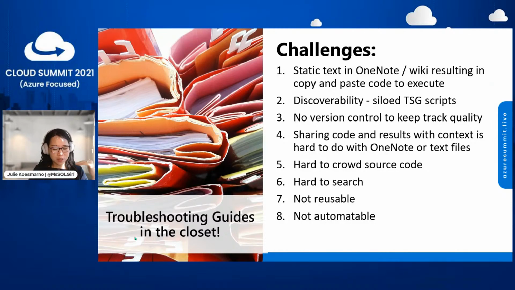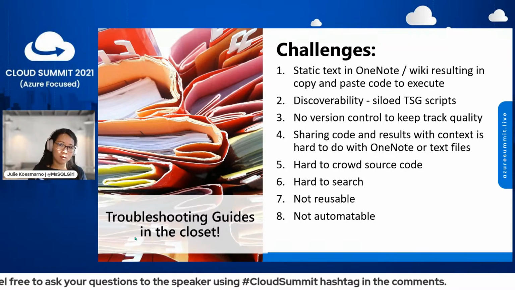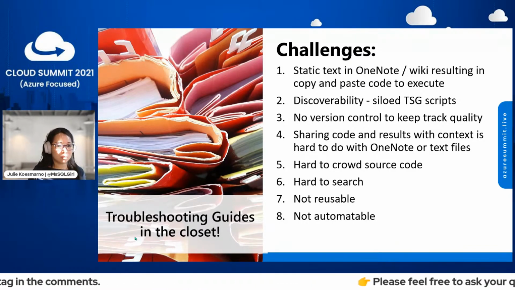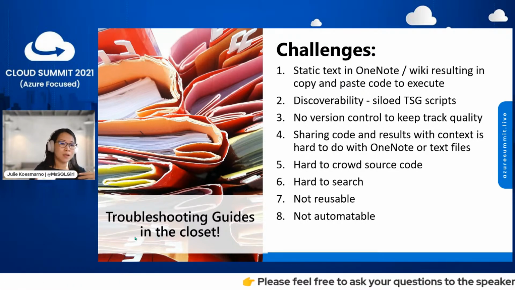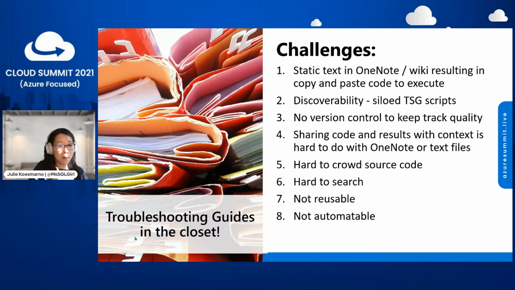If I were to summarize the troubleshooting guide challenges today, it is the fact that you do a lot of copying and pasting with static troubleshooting guides. It's hard to discover. It's hard to keep track of changes. And think about the quality as well. Is it testable? What if you ship a new system? Is your troubleshooting guide testable, or in parity with that new version? And what if you want to crowdsource troubleshooting guides? Is it easy to search? And it's also not reusable and not automatable.